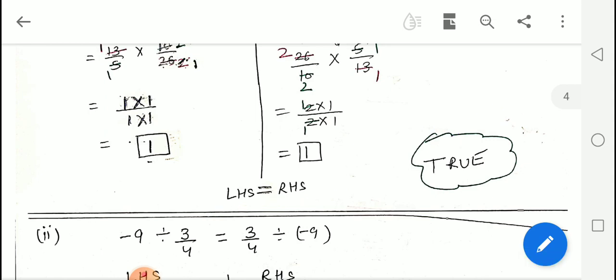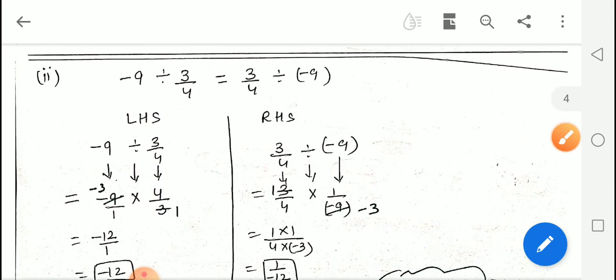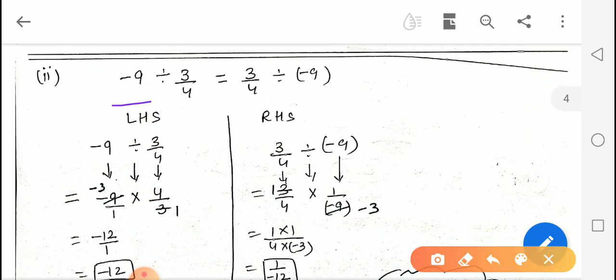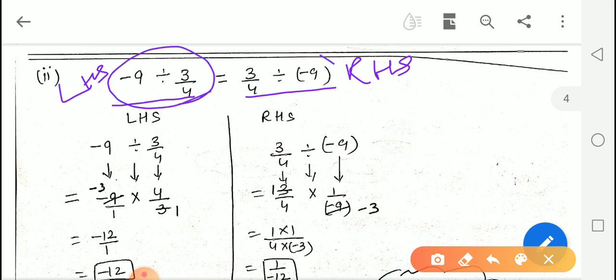Now let us do the second part of the same question. Here also, on the left hand side and right hand side, a division of two numbers is given. So we will see whether they are equal or not. This equality we have to check. So we will solve the left hand side and right hand side separately. So let us start with the left hand side.